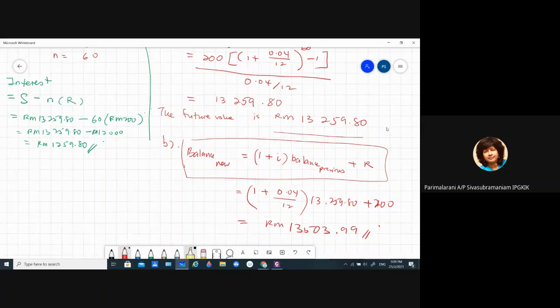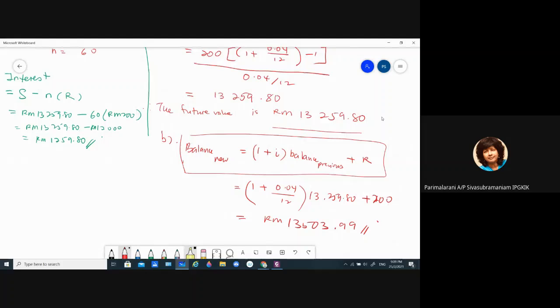So that is all for today, ordinary annuity. We have learned how to calculate the future value of an ordinary annuity. Next, we will look at how to calculate the present value of an ordinary annuity, and we also will look at annuity due.